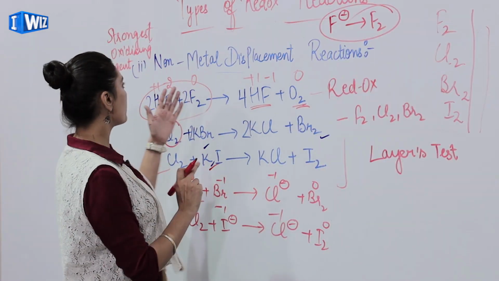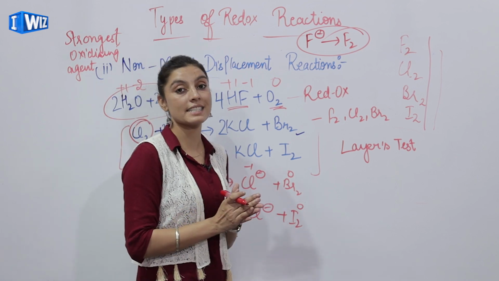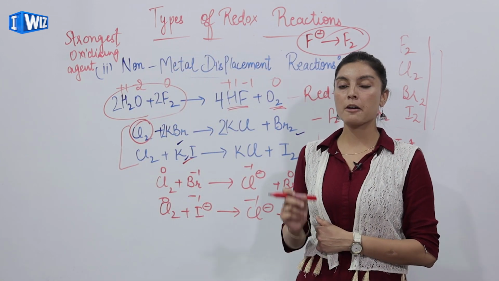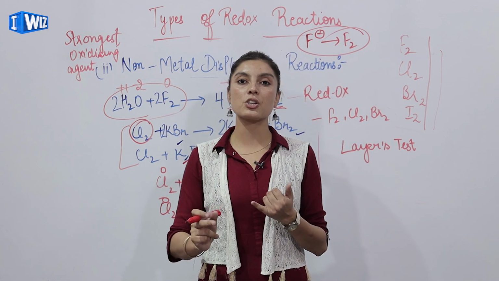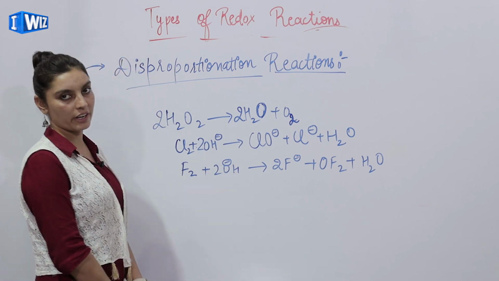Fine. So this is the element which is acting as the highest oxidizing agent. So that was about the non-metal displacement reactions. Further, we will learn about the disproportionation reactions. The last reaction we are left with is the disproportionation reaction.